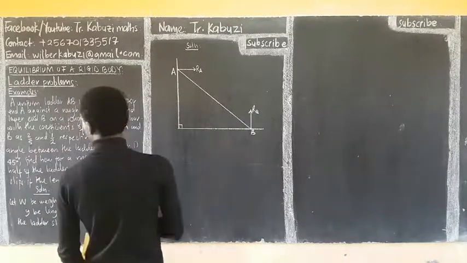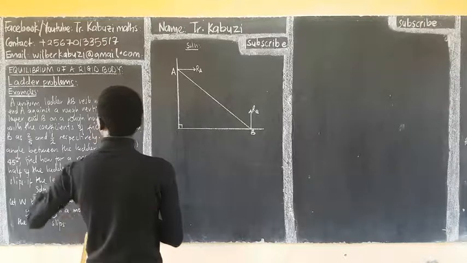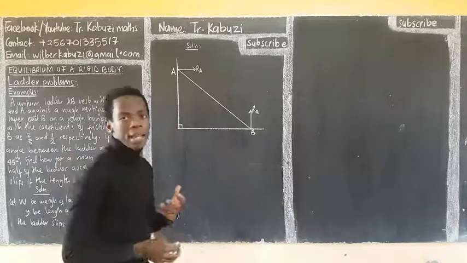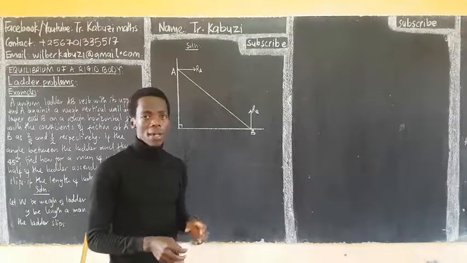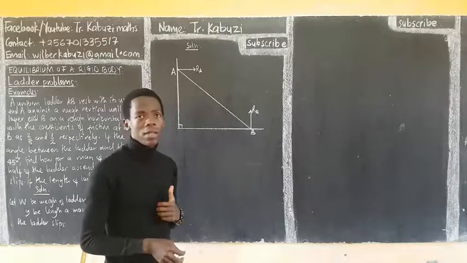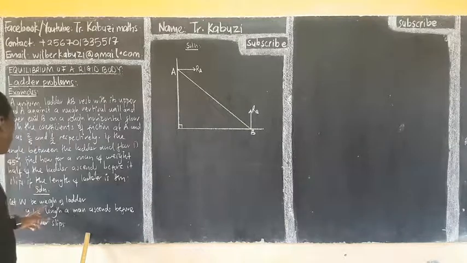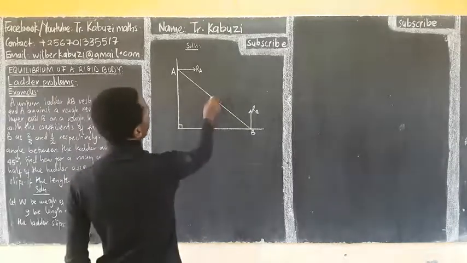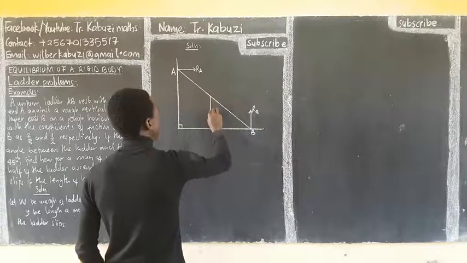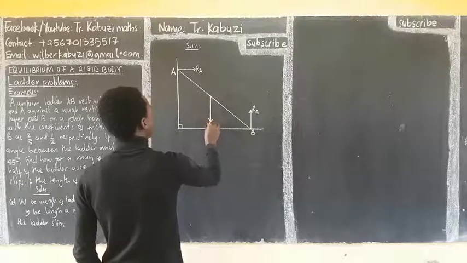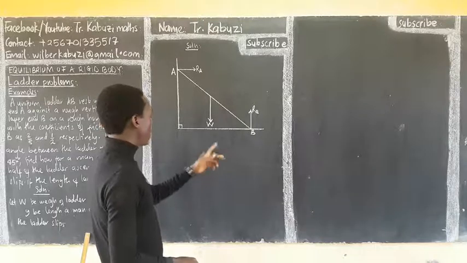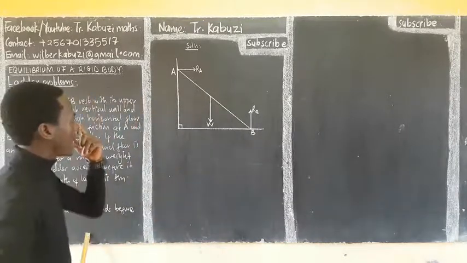Now here, they are telling us that this is a uniform ladder. A uniform ladder means that the weight is acting in the middle of that ladder. Were we given the weight? No. That's why we say, let W be the weight of the ladder. So I locate the middle, and the weight is acting there as W. If it was mass, you multiply by g. If they give you weight, you don't need to multiply.